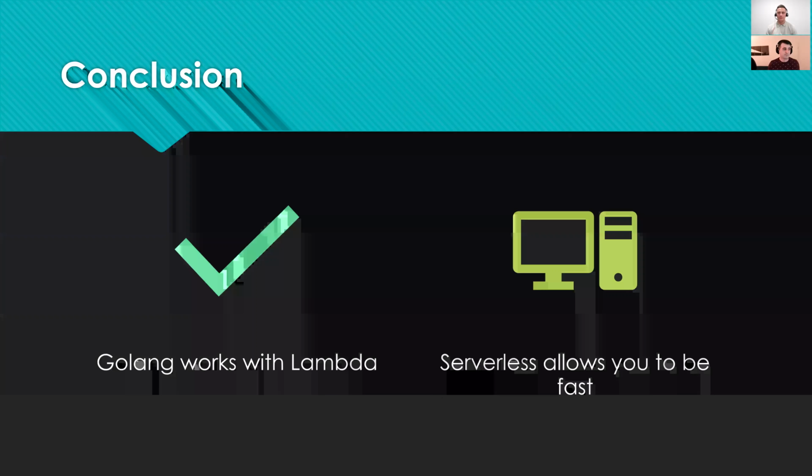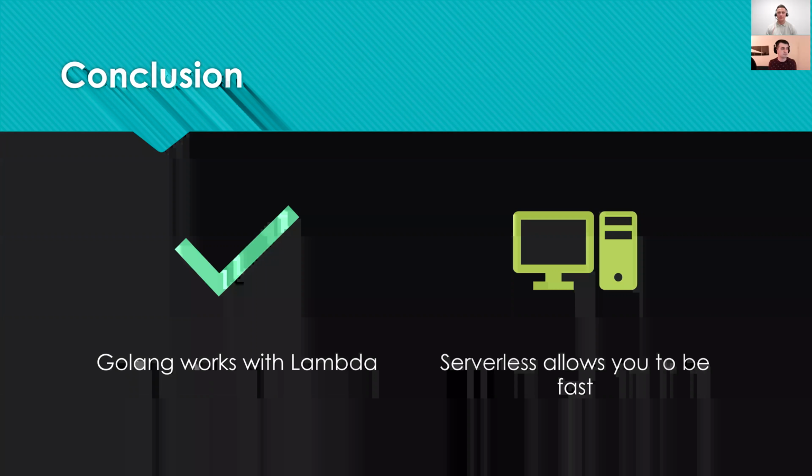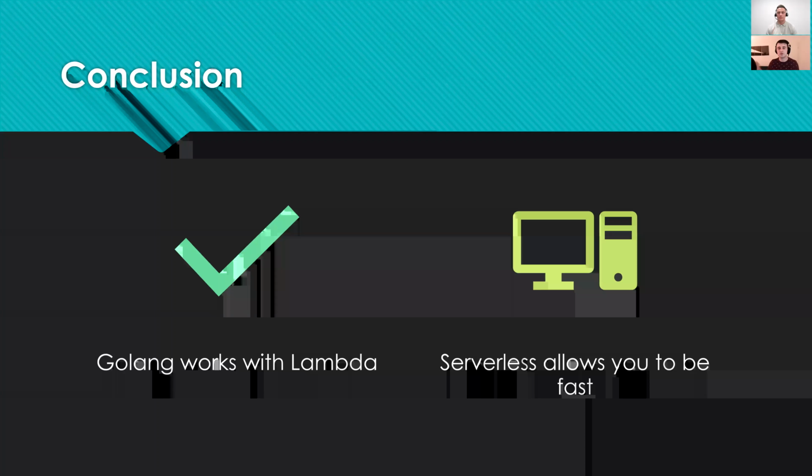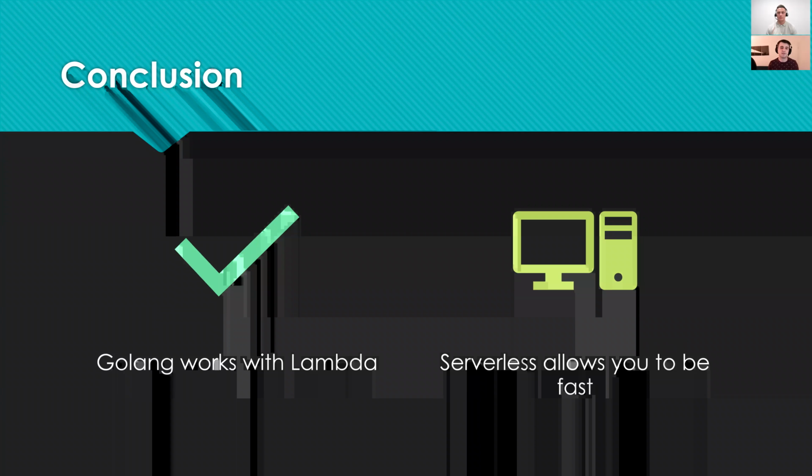Alrighty then. So in conclusion, Golang works fairly well with Amazon Lambda, and serverless allows you to be extremely fast when it comes to prototyping. And then if you decide to take that on as an actual project, get it from POC to production, you can do that extremely easy. So why not try this in your organization today?